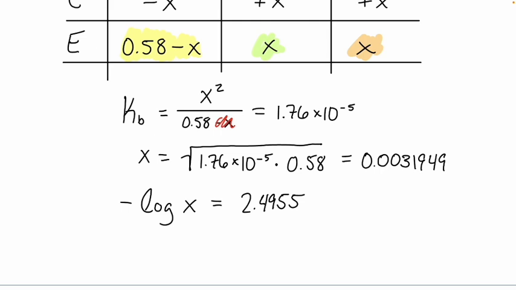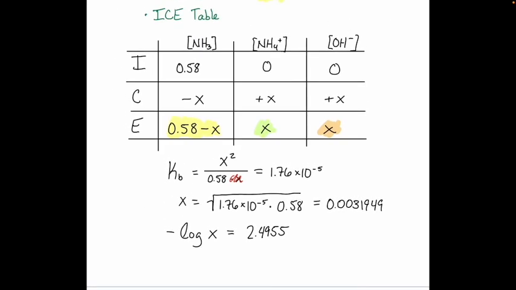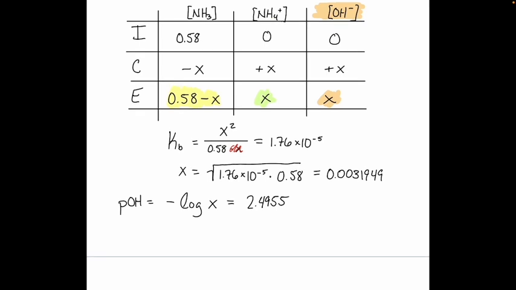What's wrong with this? This is the pOH, absolutely, because we're talking about a weak base solution. So look, in my ice table here, x is not hydronium concentration, but hydroxide concentration. So I'm well on my way here, but now I have my pOH, not my pH. So I got to do one more step here. 14 minus that pOH. I get 11.50.